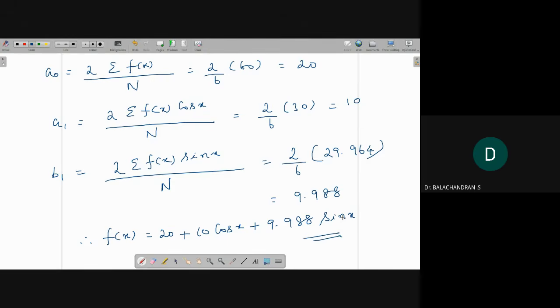So, comparative harmonic analysis looks easier for you, but you should identify correctly which type this comes under first, and whether they're asking Fourier series or they're asking Fourier sine or Fourier cosine.